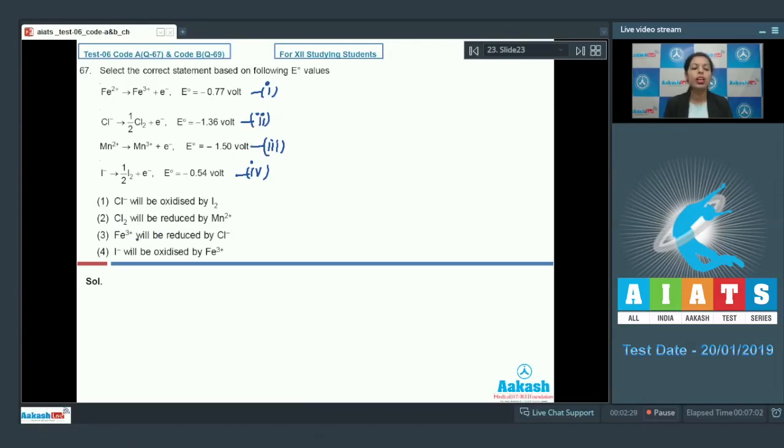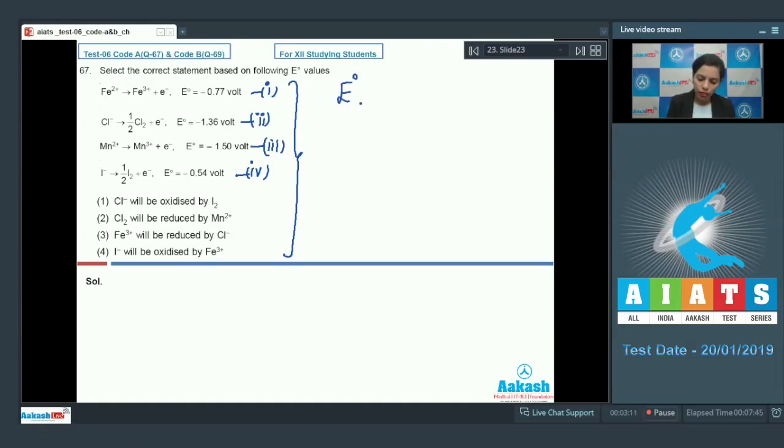Similarly, for the third option, Fe3 plus will be reduced by Cl negative, we compare the first and second reactions, identify E0 cell, and check whether it is feasible or not. Last option, I negative will be oxidized by Fe3 plus. For that also we need to compare half reactions 1 and 4. So if I consider the fourth option, where I negative is oxidized by Fe3 plus, in this case also we have to compare their electrode potentials.